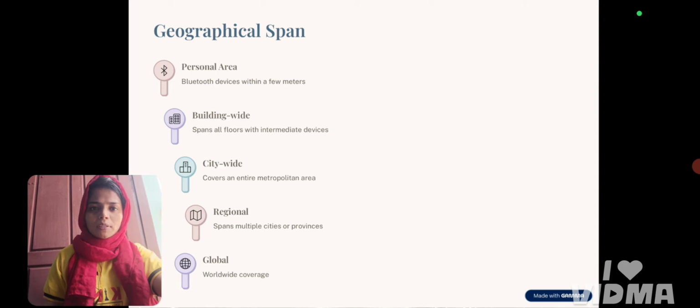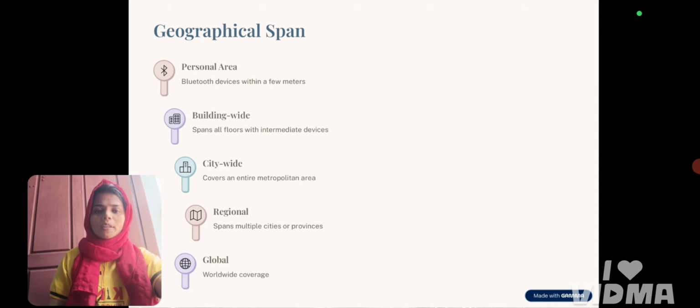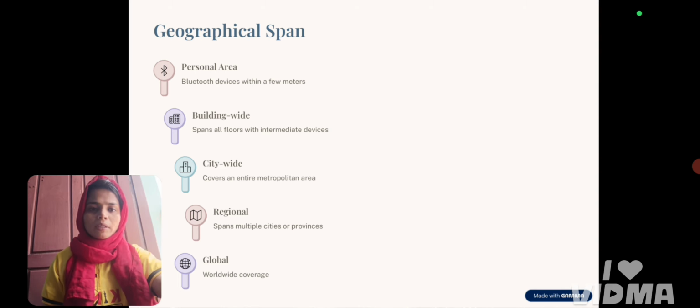Then regional. Regional means spanning multiple cities or provinces. That means if I have an organization and I have more than one branch in more than one city, I will enable the connection between them. That is called regional. Then global. Global means it will cover the entire world. Worldwide coverage is called global. We will discuss it briefly later with the types of computer networks.